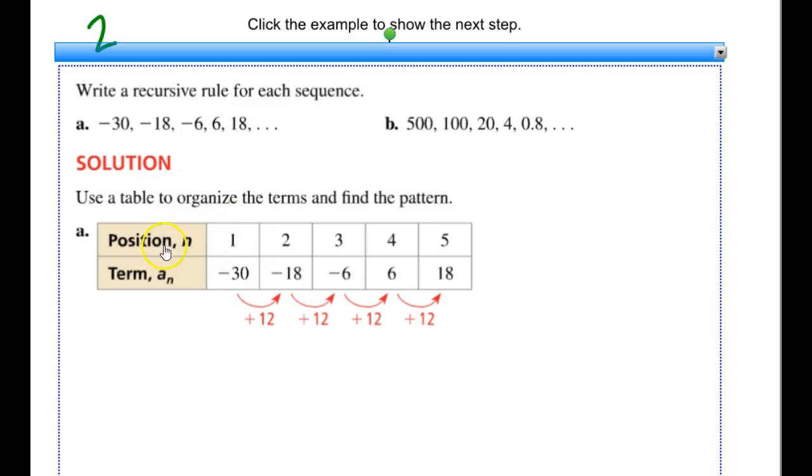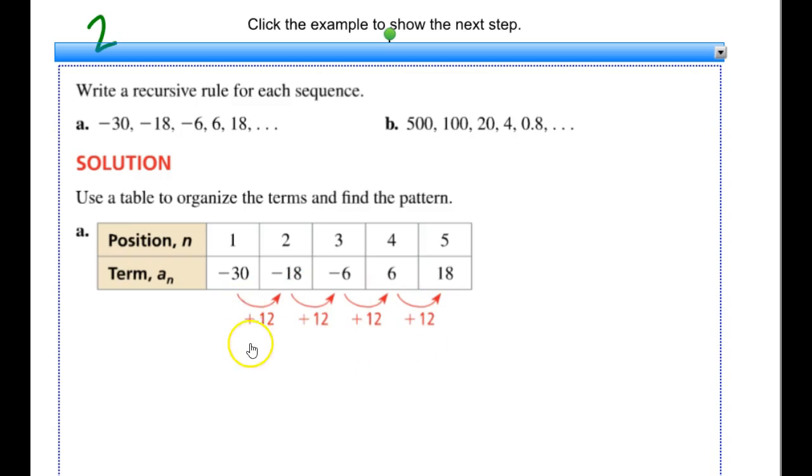So my n is going to kind of be this top part, right? And in our tables before we've used x, but this is your n. So my first term is negative 30, my second term is negative 18, my third term is negative 6, my fourth term is 6, and my fifth term is 18. So now that I have it written in a table, now I can try and figure out what the pattern is. So I see that between each of my values, I'm going to add 12.